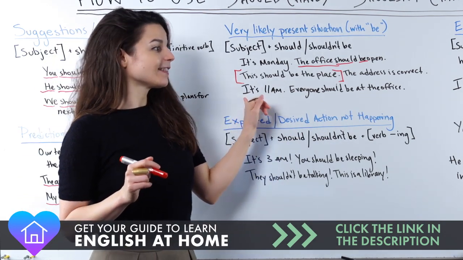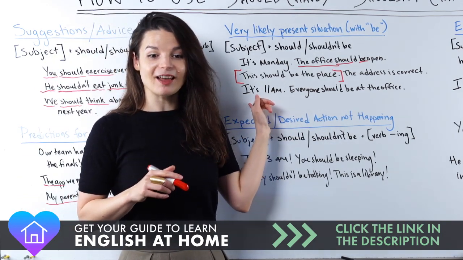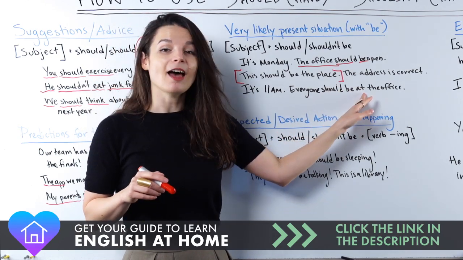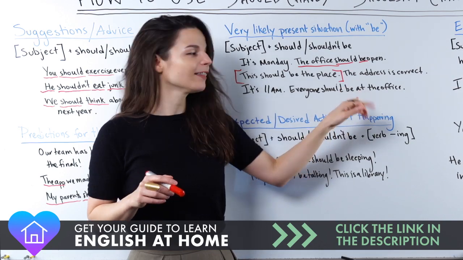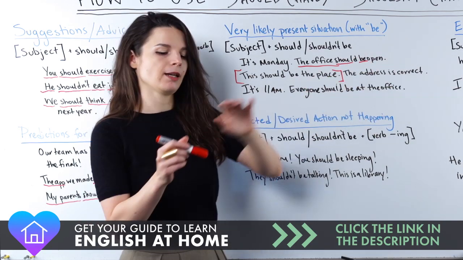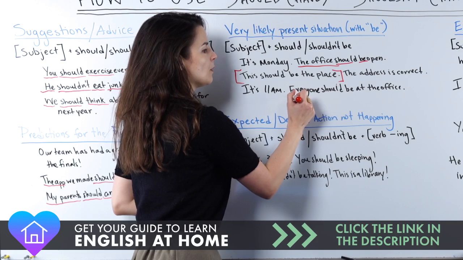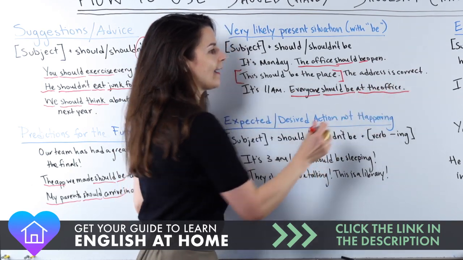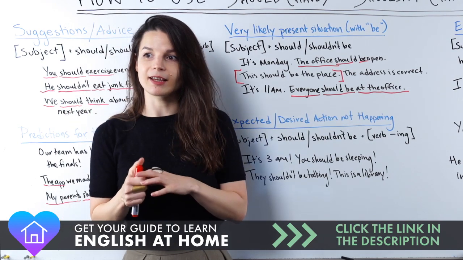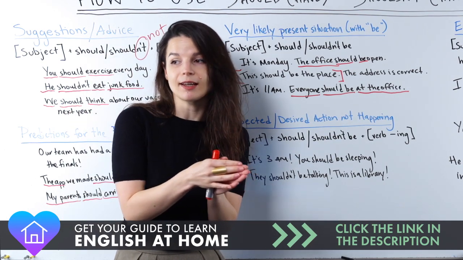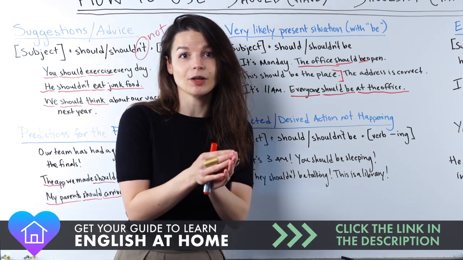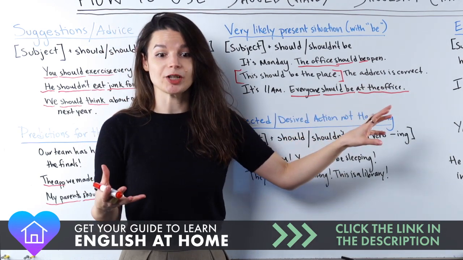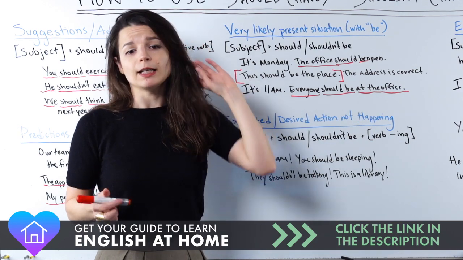Okay, one more. It's 11 a.m. Everyone should be at the office. So again, this one is very similar to the first one. Everyone, my subject, should be at the office. So remember, I said we use position words like at home or a condition word. We often end this kind of sentence with an expression like that.